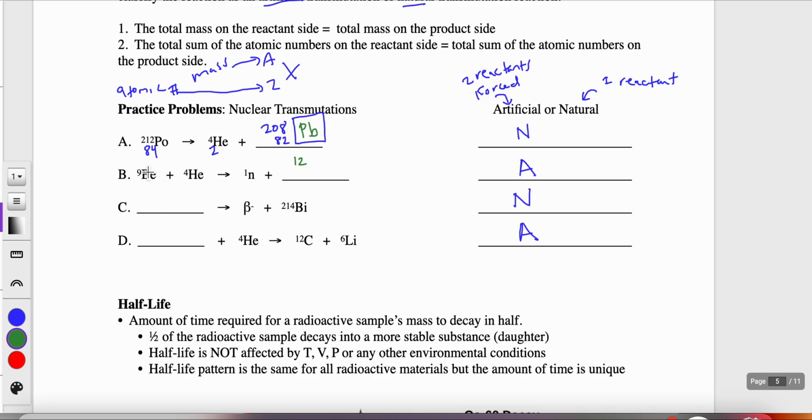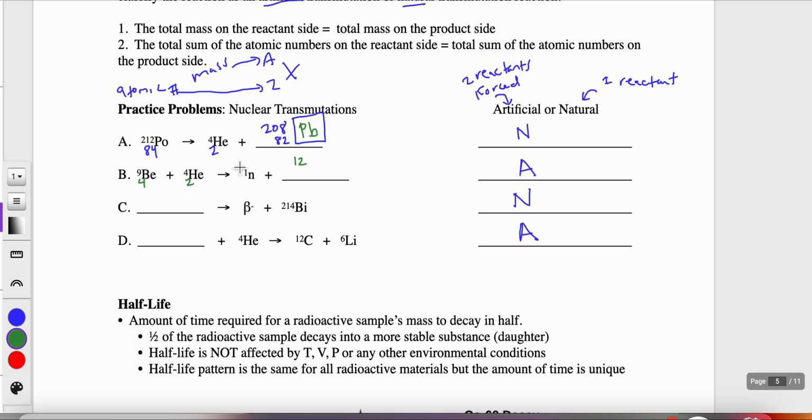So I go to look at the periodic table. Be has an atomic number of 4, and on the periodic table, He's atomic number is 2. So I have a total of 6 protons on the left-hand side.